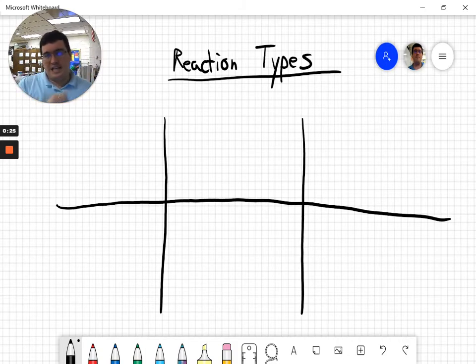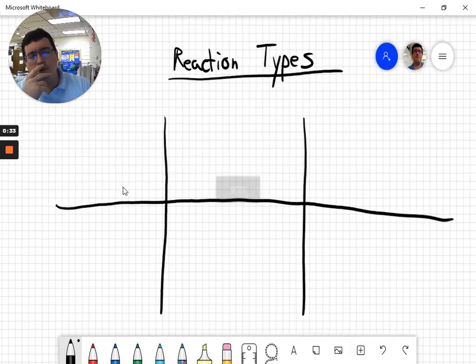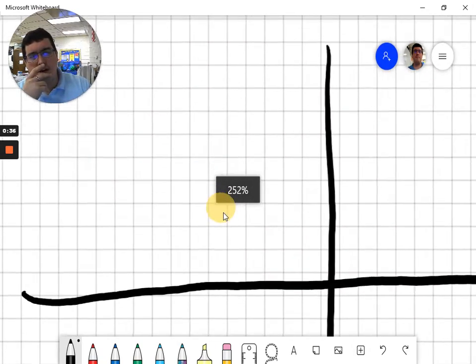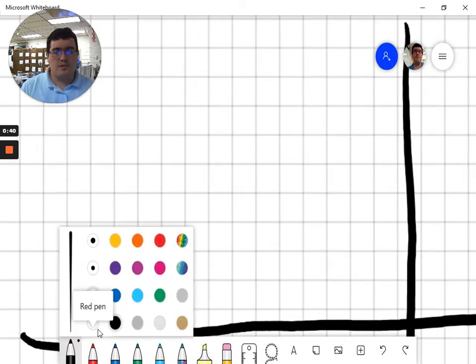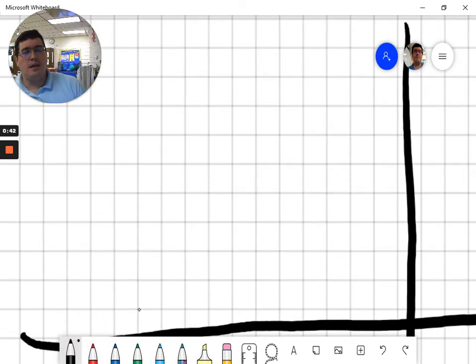We're going to put 1 in each square. All right? You could do this. I'm doing this horizontally because of space. You could do this vertically if you so chose. What I'm going to do now is I'm going to zoom in here, and we're going to put each of the reaction types in their own square. So the first reaction type is synthesis.